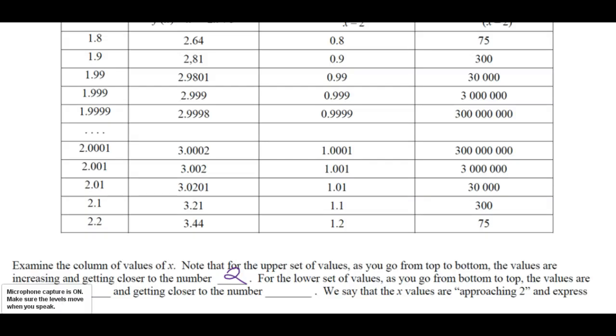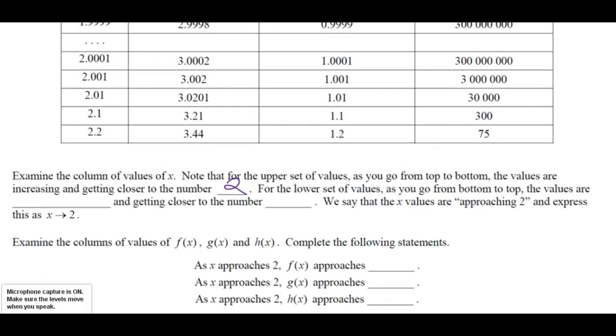For the lower set of values, as you go from bottom to top, the values are decreasing and getting closer to the number 2. We say that the x values are approaching 2, and we express this as x, and then the arrow means x approaches 2.